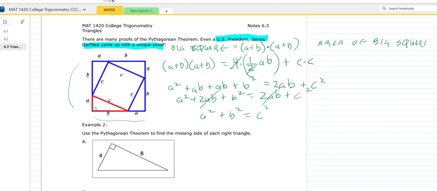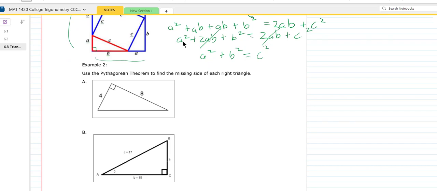So mainly what we'll do in this video is look at how you use the Pythagorean theorem to find a missing side. So a and b are always the legs. It doesn't really matter which is which, but c is always represented by the hypotenuse. So in this case, again, a squared plus b squared equals c squared is the Pythagorean theorem.